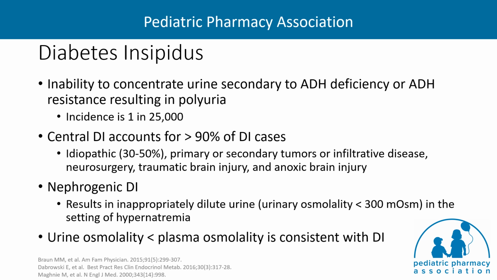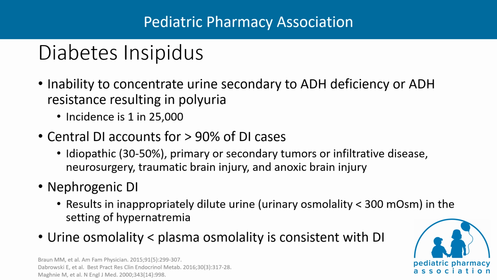Central DI occurs due to a lack of production or secretion of ADH from the posterior pituitary gland and accounts for more than 90% of cases. Central DI can be idiopathic, whether it's from congenital causes such as septo-optic dysplasia, pituitary hypoplasia, holoprosencephaly, or genetic mutations, as well as acquired conditions. It also can be secondary to damage to the pituitary gland by tumors, infection, or trauma, as well as medication-induced.